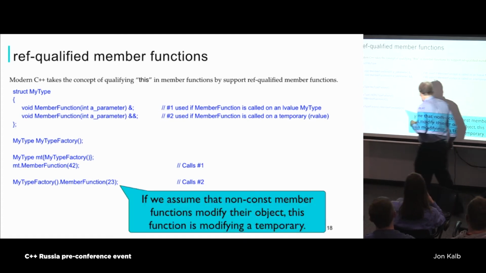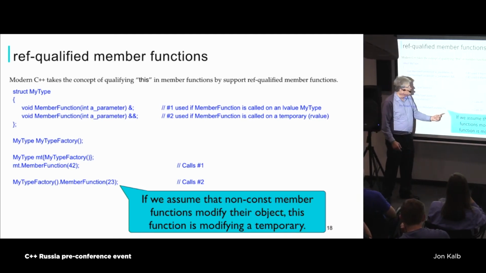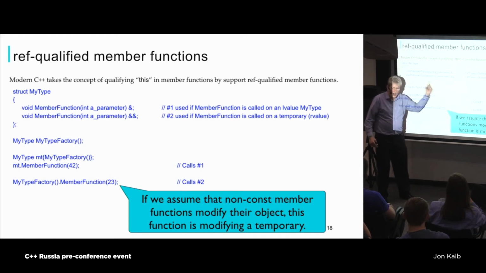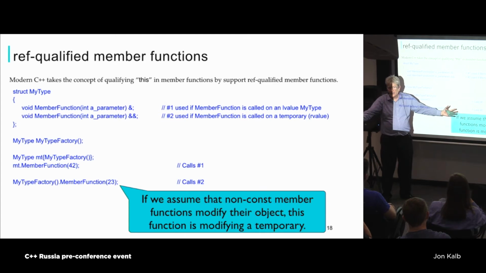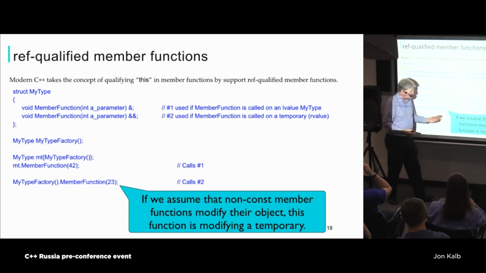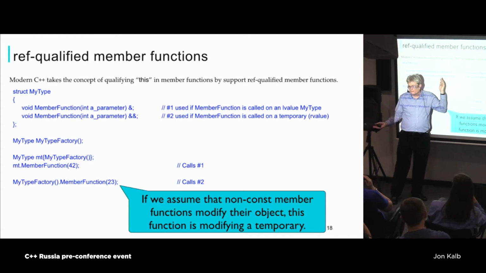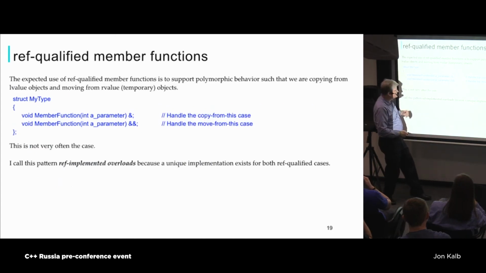All right. Now, notice something. If we assume that a non-const member function is non-const for a reason, and notice neither of these are const, that means it's modifying what? The object on which we're calling it. And if it's non-const and on an R value, what does that mean? We're modifying a temporary, right? Which is exactly what Scott didn't want us to do.